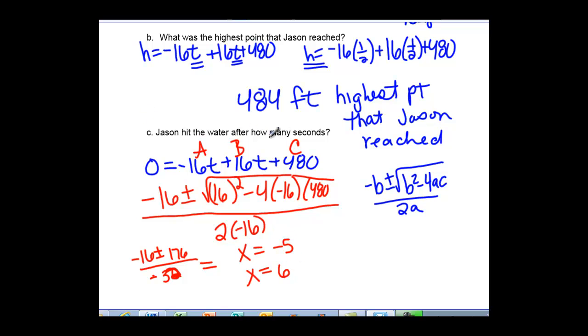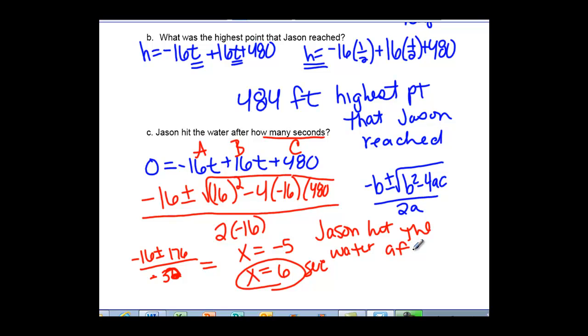Now, since we are talking about seconds, we're only going to have one of these as our answers. Our answer will be 6 because we cannot have a negative amount of seconds. We're talking about time, so we can't have a negative answer. Okay, so Jason hit the water after how many seconds? 6 seconds. So if you were to write that, you would write it as a sentence: Jason hit the water after 6 seconds.